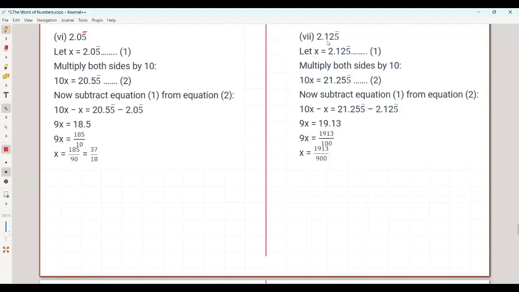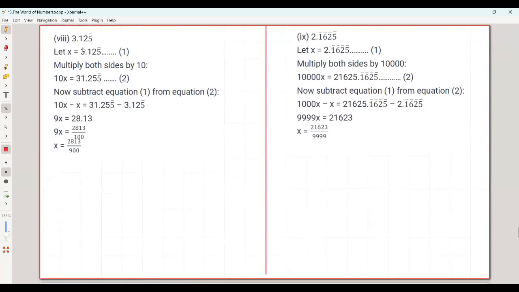Seventh question, 2.12 bar. Okay, only 5 is repeating. One digit is repeating, multiply by 10 on both the sides. Then subtract 2 minus 1. Here we have 19.13. So 2 decimal places, divided by 100 to make it a whole number. Take this 9 to this side. So 9 into 100 is 900. Same as the 8th question, 3.125. Here only one digit is repeating. Just multiply by 10 on both the sides. You will be getting equation number 2. Subtract 2 minus 1. Okay, you will be getting x is equal to 2813 by 900.